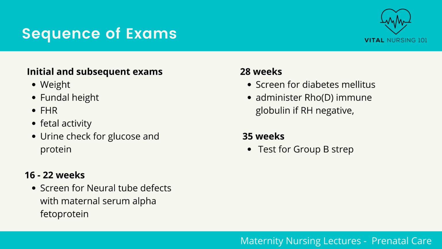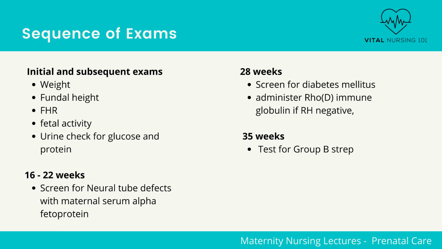At 16 to 22 weeks, assessment includes screening for neural tube defects with maternal serum alpha fetoprotein. At 28 weeks, assessment includes the following: screening for diabetes mellitus, administering Rho-D immune globulin if Rh negative. Begin non-stress testing twice a week for any pregnancy at risk for intrauterine fetal death. At 35 weeks, assessment includes testing for Group B strep.